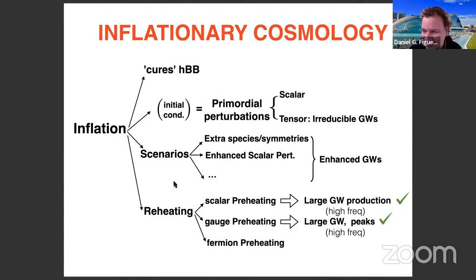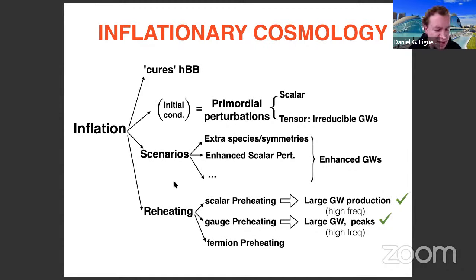This frequency being so high, is it essentially because you are talking about all the things happening during preheating? Unless it happens at an earlier epoch during inflation, it's unlikely to have it at smaller frequencies. Am I correct to say that?